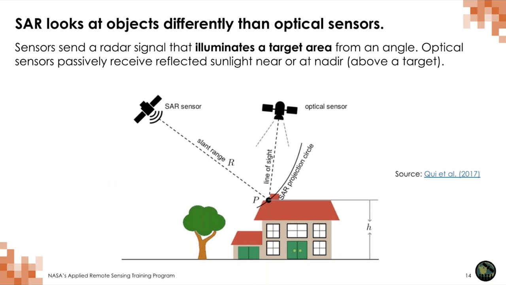Synthetic aperture radar looks at objects differently than an optical sensor. The SAR sensor is actually sending a signal in what we call slant range. So from an angle, it illuminates the target region and the radar echoes reflect back to the satellite in most cases, whereas an optical sensor passively receives reflected sunlight almost always directly above a target. We refer to that as nadir, directly above the target. And you can see the difference in the schematic below. The SAR sensor sends a signal from the side versus an optical sensor looking at the same structure from above.